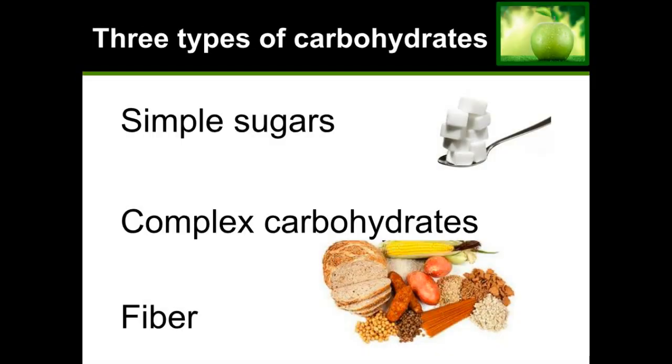There are three types of carbohydrates: simple sugars, complex carbohydrates, and fiber. Simple sugars are illustrated here as in table sugar. Complex carbohydrates and fiber can be found in cereals, grains, and a variety of vegetables.